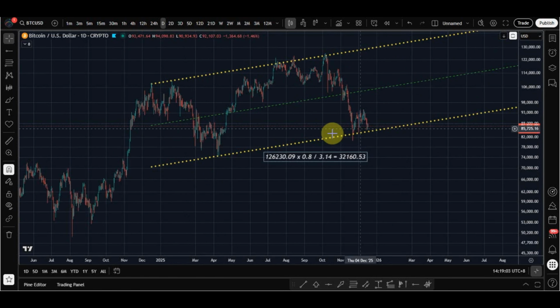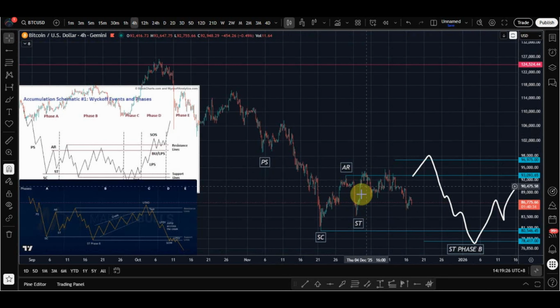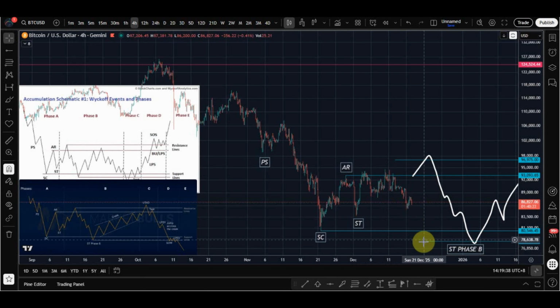This channel I spoke about in another video is still holding. The Wyckoff pattern from last video might have already made its high after the AR, just like the diagrams show. This means that price could just move down to the ST phase B from here. Not so positive this white line move will happen now.